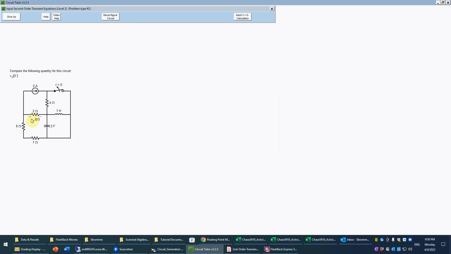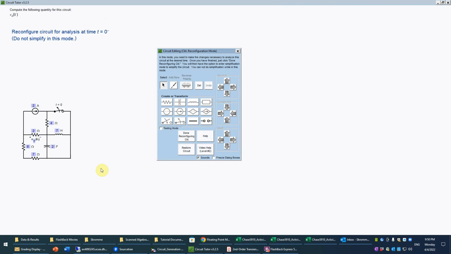Okay, so it's been labeled now for 0 minus for our sought variable, and we will need to start out by reconfiguring or redrawing the circuit. In this case, we're going to do that on the screen. If you were doing it on paper, of course, you'd have to redraw the circuit at several different times.